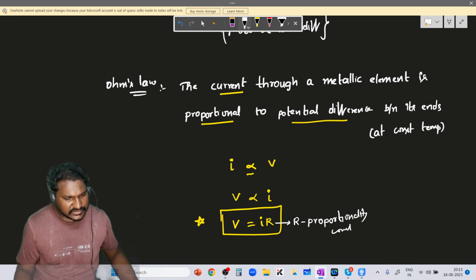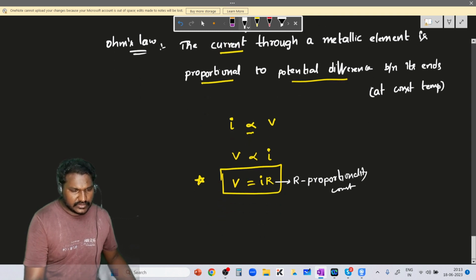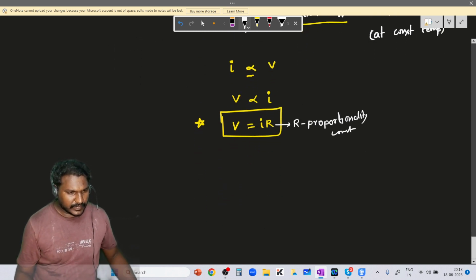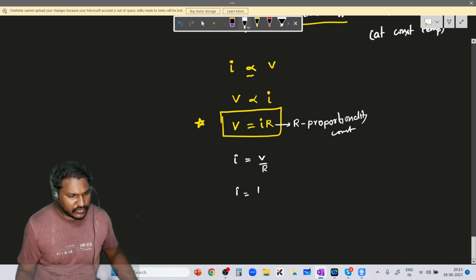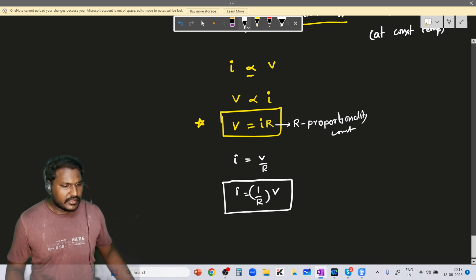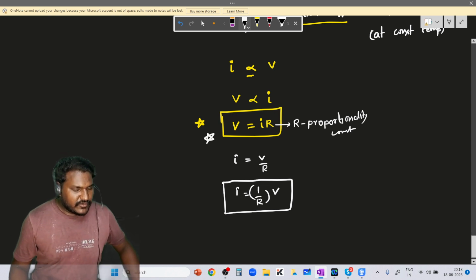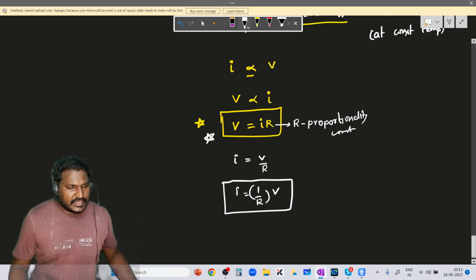So we can even write it as I is equal to V by R, or I is equal to 1 by R into V. So you have to remember this formula. V is equal to I into R. So the potential difference is given by I into R.